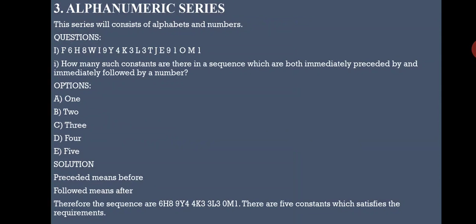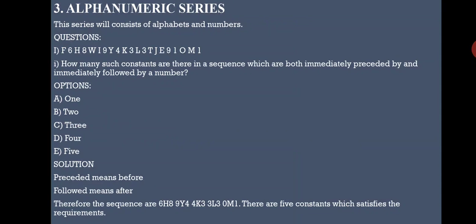The question is given. Write the question tab. How many such constants are there in a sequence which are both immediately preceded by and immediately followed by a number? We need to check a constant which is immediately preceded and immediately followed by a number. The options are given. So we need to memorize the terms. Preceded means before and followed means after.